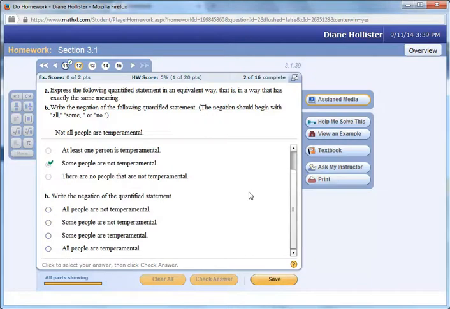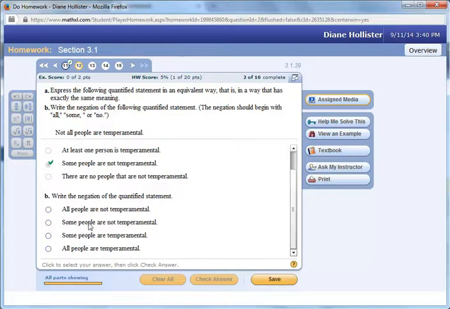All right, so we got that one. But now we want to negate it. We said some people are not temperamental. We want to negate it. Well, it's not negating it to say that some are temperamental, because that's really not arguing the point. If you say that some people have red cars, the understanding is that some people do not have red cars. If you say that some people get angry easily, it's kind of understood that other people do not get angry easily. So we're looking to negate the statement, some are not.